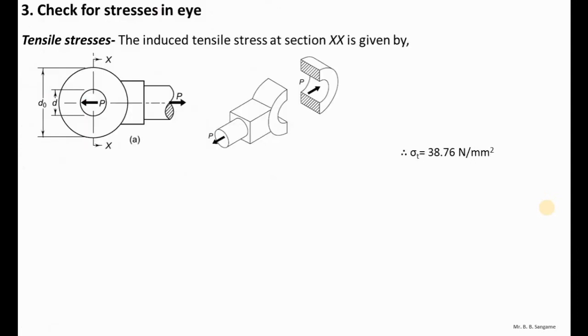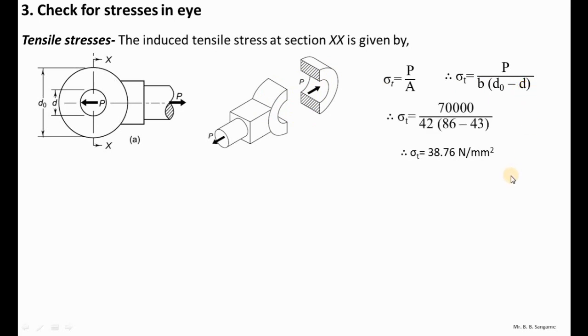Next, I am going to check the induced stresses in eye and in fork. Let us check the induced tensile stress in eye. Here you can see that after the application of force, there is a possibility of failure of the eye somewhere here. The induced tensile stress, sigma T, is equal to P by A. The area, as already calculated in the derivation, is B into (DO minus D). B is the thickness, DO is the outside diameter of eye, and D is the inside diameter of eye, which is also the diameter of pin.